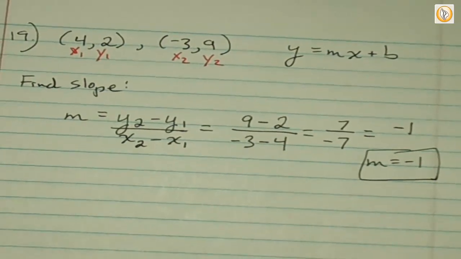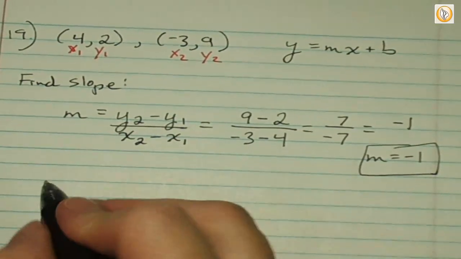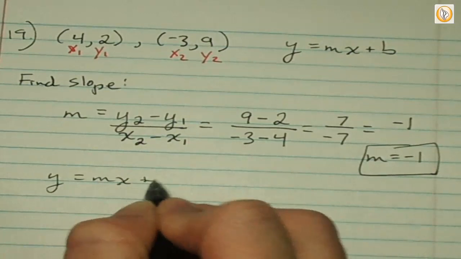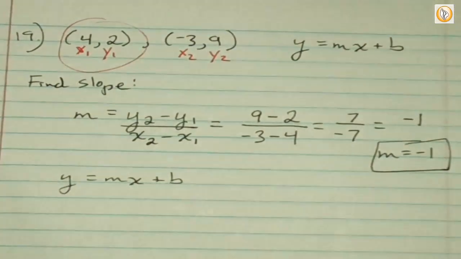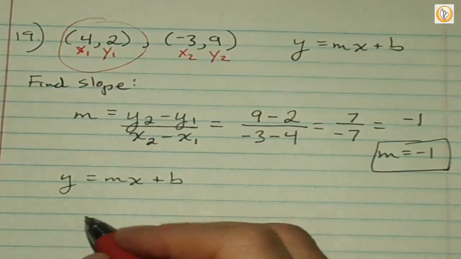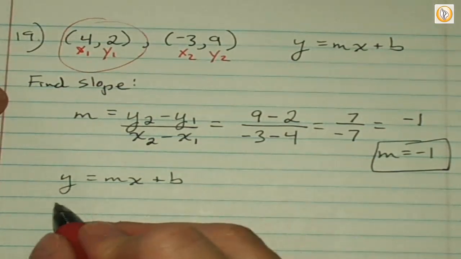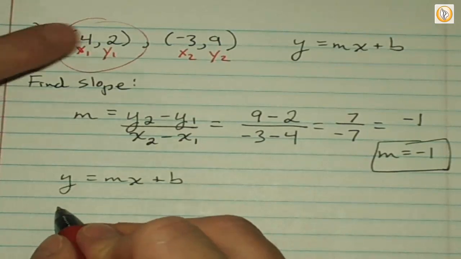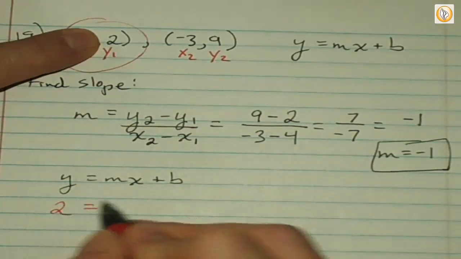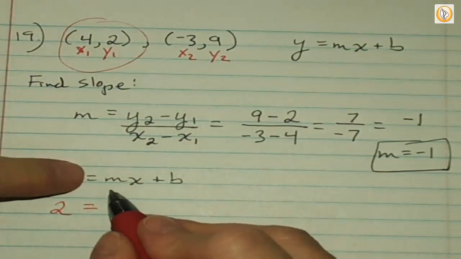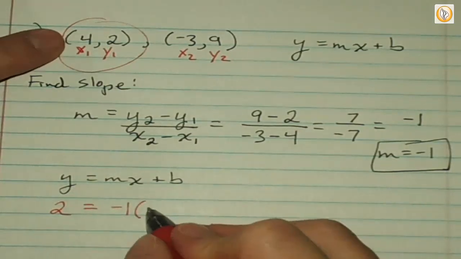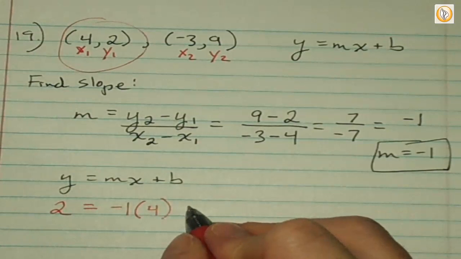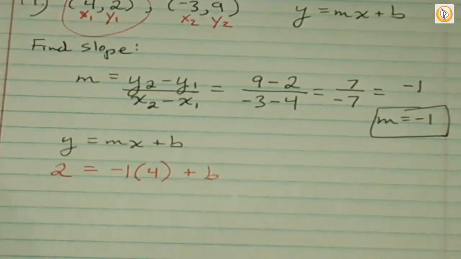Now what do I need to find? Your y-intercept. Yes, sir. Tell me what I need to do. Okay, so you pick one of the ordered pairs. Which one are you going to pick? The first one. Awesome. And then you replace them where they belong. Y would be 2, and M would be -1, so we have our slope. It's -1 times 4, and then you just put plus B. Very good, because we're solving for B.